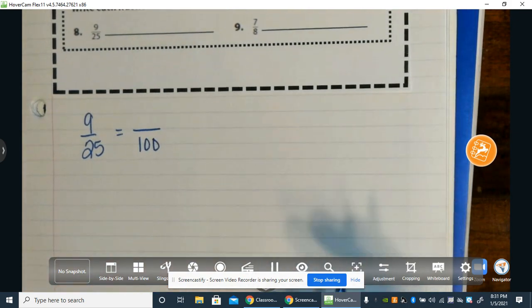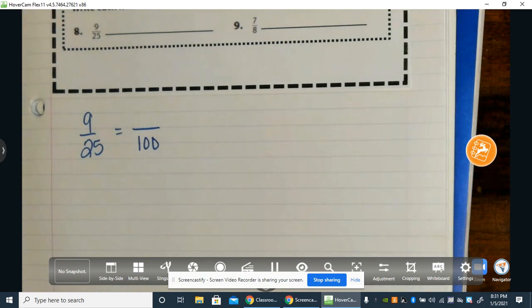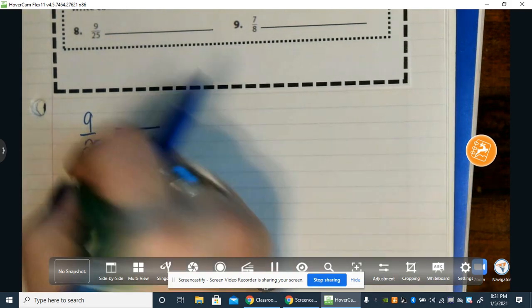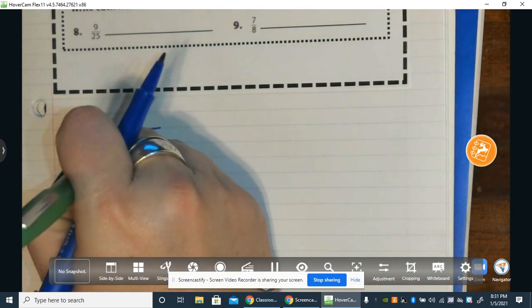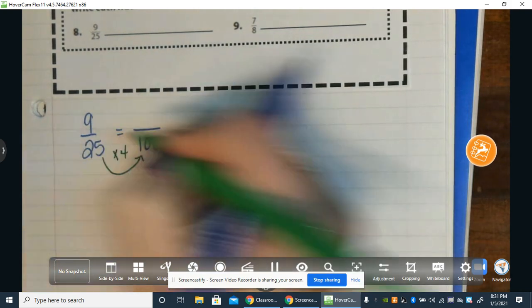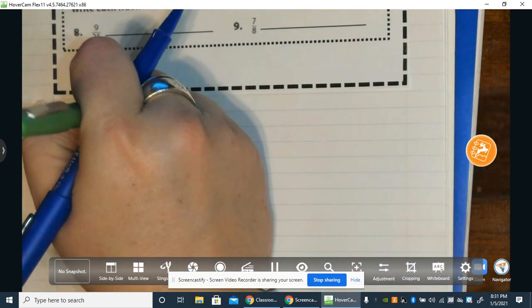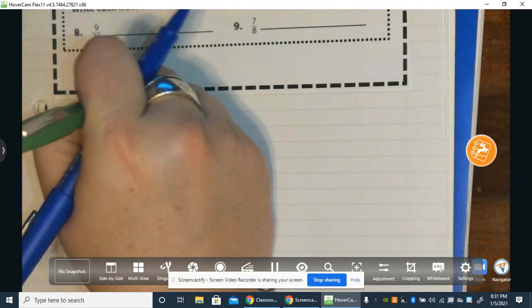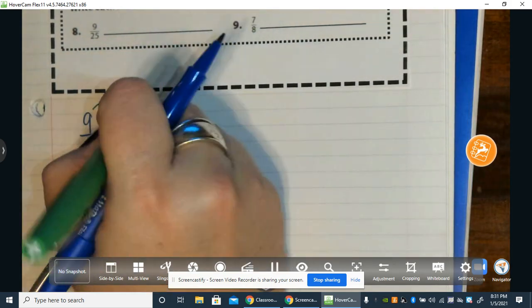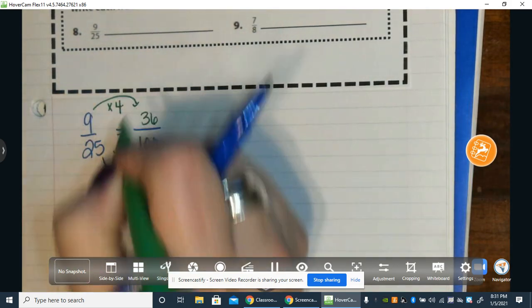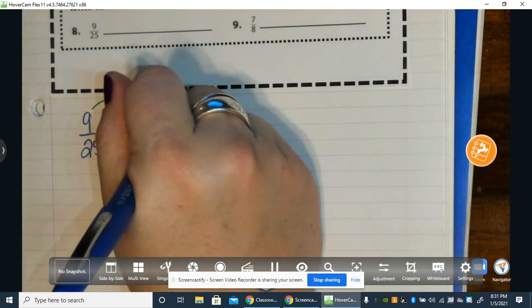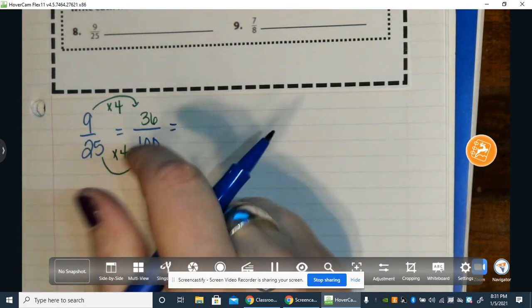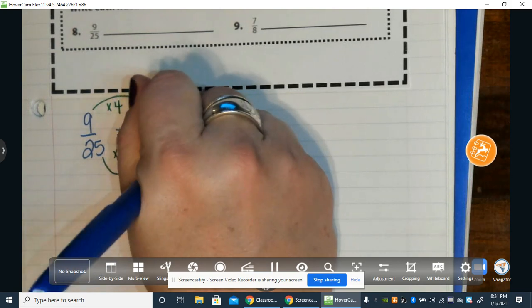So, how do I change a 25 into 100? Well, I looked up there. If I multiply it by 4, 25 times 4 gives me 100. If I do to the one, I must do to the other. 9 times 4 gives me 36. So it would be 36 over 100. Anything over 100, that's that percent. So it would be 36%.